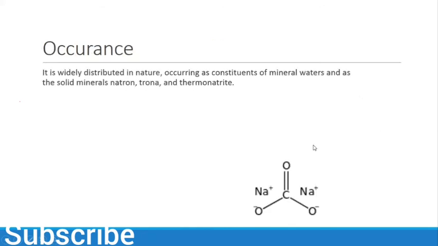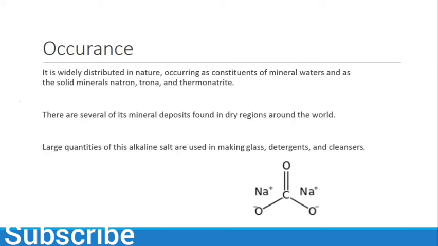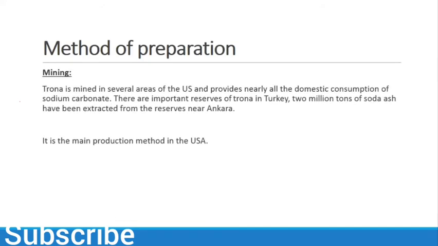And occurrence: it is widely distributed in nature, occurring as the constituents of mineral waters and as the solid minerals natron, trona, and thermonitrite. There are several of its mineral deposits found in dry regions around the world. Large quantities of this alkaline salt are used in making glass, detergent, and in cleaning agents. And method of preparation is by mining.